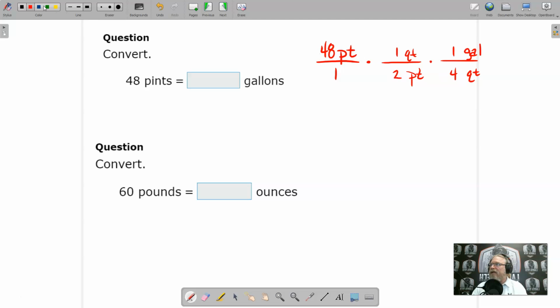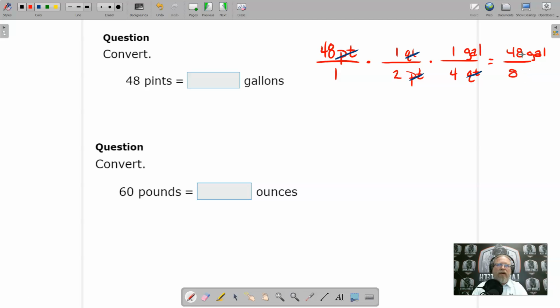Now we're going to do some cancellation. I'm going to change the color here so you can see them canceling. Pints will cancel pints. Quarts will cancel quarts. And one has to be in the numerator and the other one the denominator to cancel those out. And then look what happens here. I end up with all I have left is gallons, right? Now I can do 48 times 1 is 48. And 2 times 4 is 8. Now I have 48 over 8.